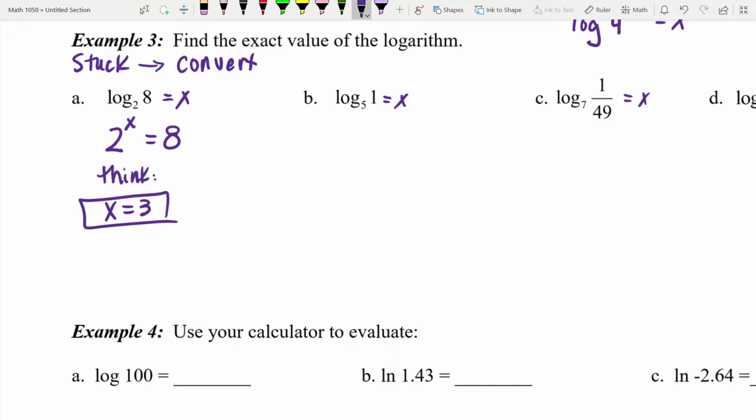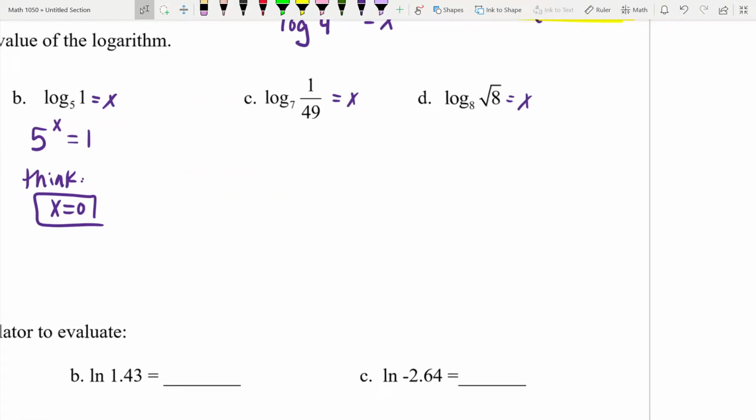Okay, let's do this one, let's convert it. We're stuck. Everybody write 5 to the x is equal to 1. Then think about it: 5 to what power is 1? 5 to the 0. So x equals 0, and you're done.